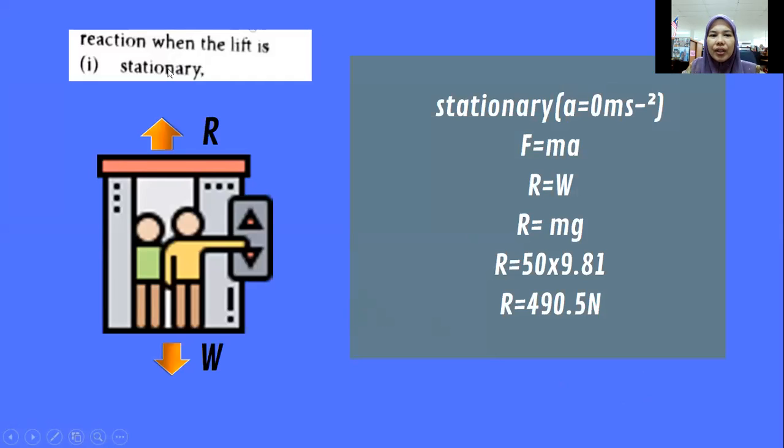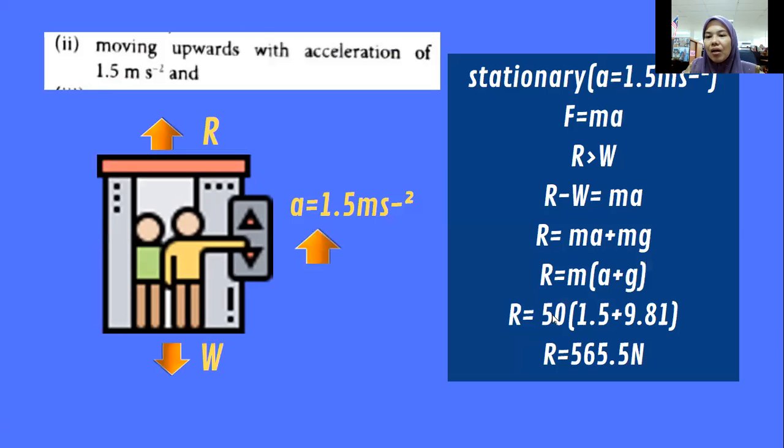Okay, the reaction force when the lift is stationary. You have to find R when the lift is stationary. Stationary means a is equal to 0, acceleration is equal to 0. F is equal to ma from Newton's second law. You're going to use Newton's second law in this whole topic. Okay, R is equal to W because a is equal to 0. R is equal to mg. So substitute 50 times 9.81, you will get the reaction force is equal to 490.5 Newton.